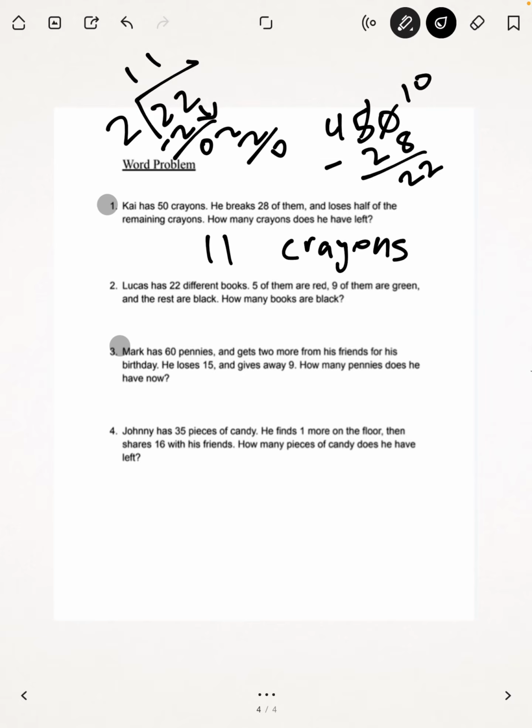Mark has 60 pennies and gets 2 more from his friends for his birthday. He loses 15 and gives away 9. How many pennies does he have left now? It says that he has a total of 60 pennies. He gets 2 more from his friend, so let's add 2. And if you do that, it goes 62. And it says he loses 15 of them and gives away 9.